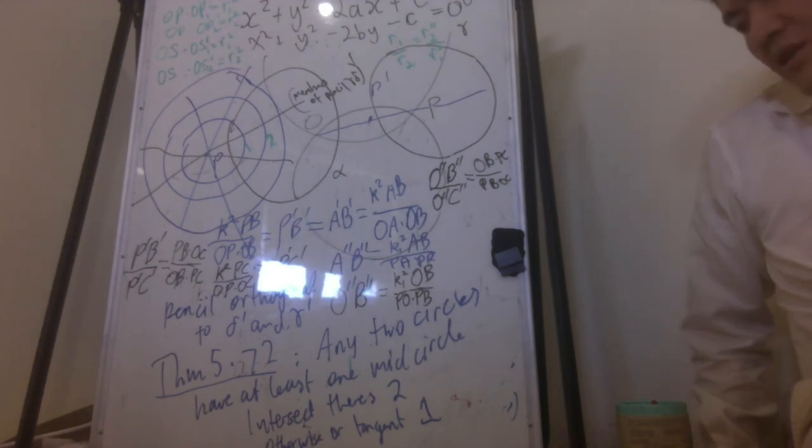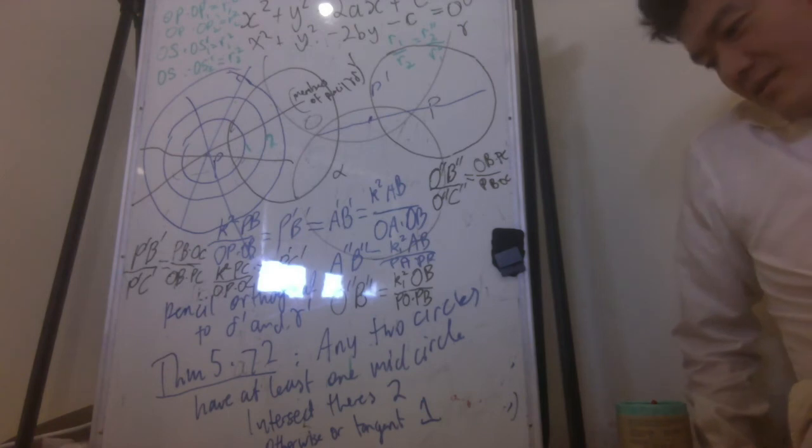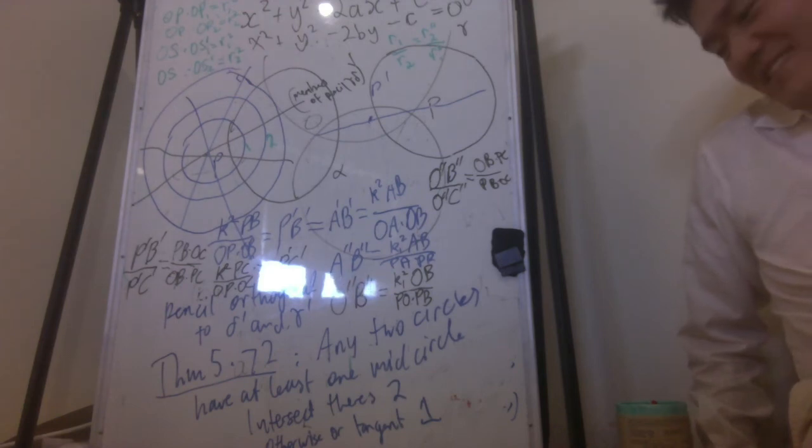Yeah, so if the circle of inversion takes one circle to another, then those two circles have the circle of inversion as a mid-circle. Yeah? This seems more natural than the classical name.